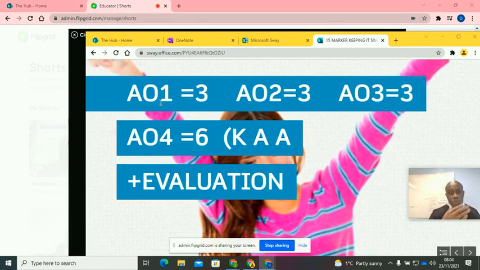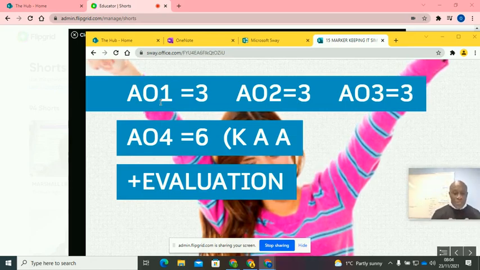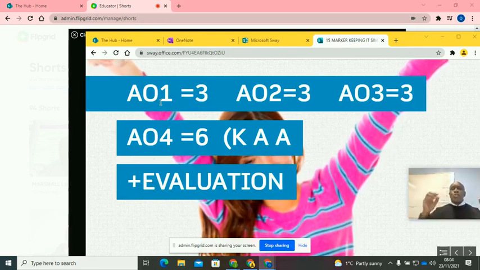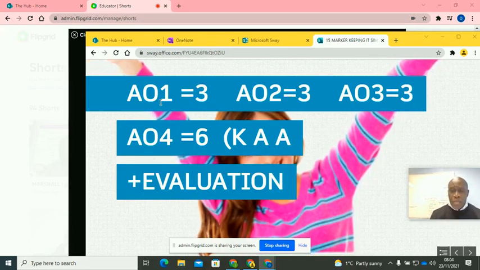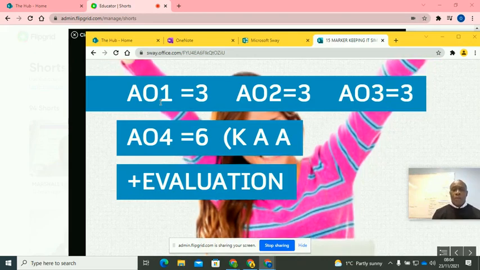So I will give you practical examples of how you can maximize knowledge marks. AO1, you should be scoring all the marks. It's the easiest marks to score, and that's why it's AO1.